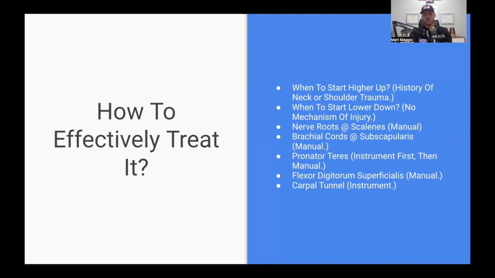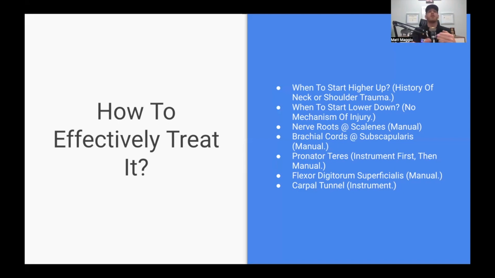Then I will go in and do some work on the pronator teres itself. With this one, I do like to use an instrument as I go in there with like a round edge that can really break down some of that entrapment as well. Then I will do a little bit of manual work if it's a little bit deeper. Then the next area is going to be the flexor digitorum superficialis. That one I do like to use my hands strictly for because the instrument can't get in there because it's too thick and it's too deep. Really getting proper depth and tension into that area and breaking that down. And then the last area I will treat is down in the carpal tunnel itself. And I like to do instrument work in there as well.